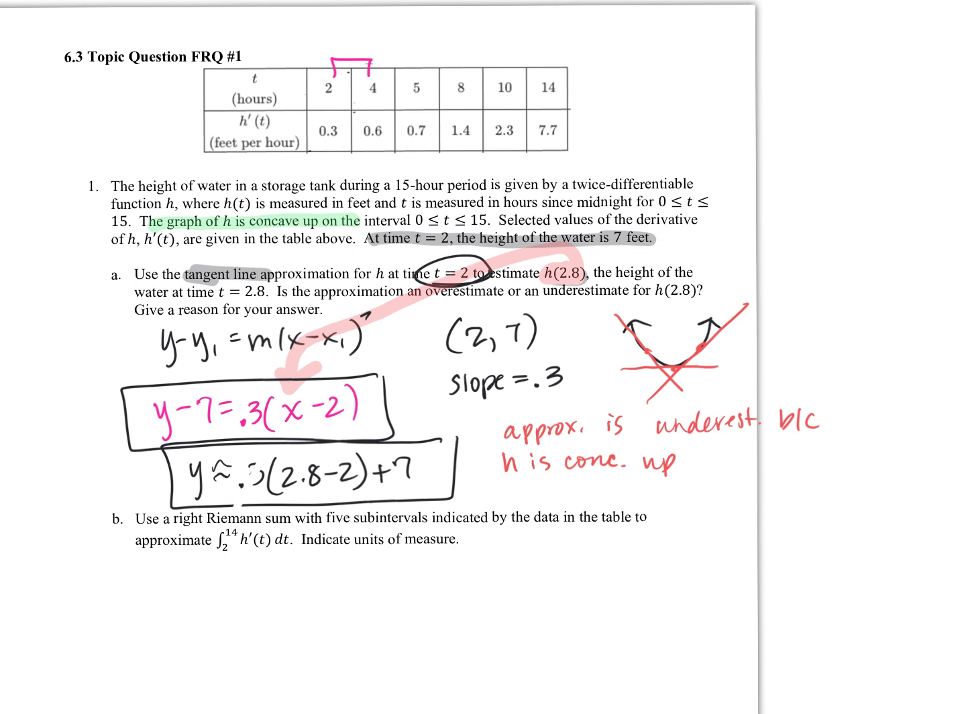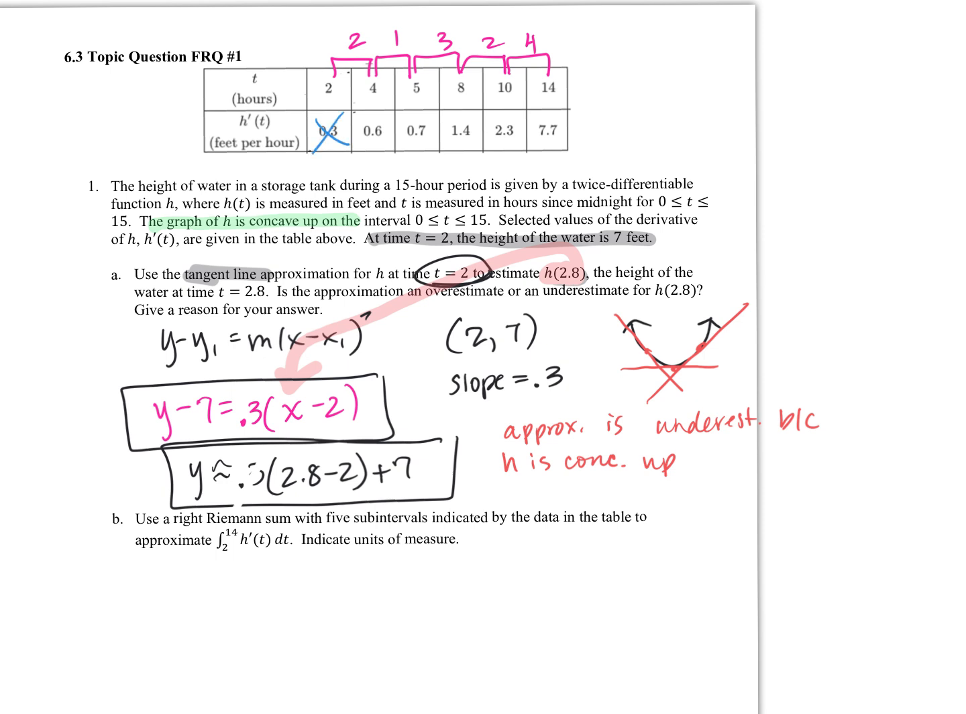2 to 4 is 2. Actually, I might even just go label all my bases to begin with. 4 to 5, 1. 5 to 8, 3. 8 to 10, 2. 10 to 14, 4. Just so they're staring me in the face. You know what I'm saying? And then a right Riemann sum. Am I going to cross off 0.3 or 7.7? Very good. 0.3 is gone.